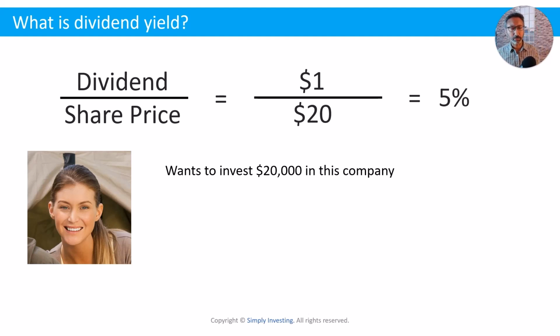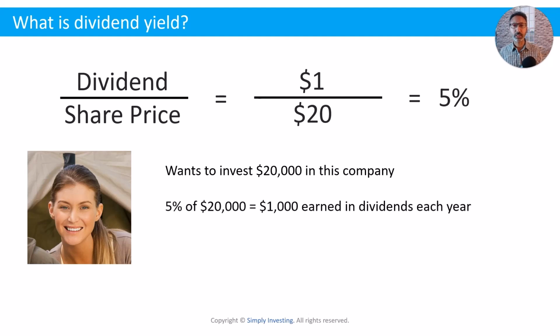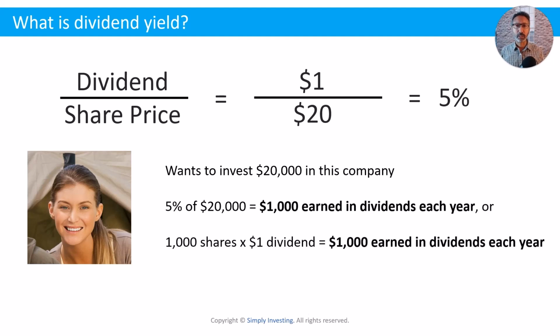Again, in this example, she's looking to invest $20,000 in this company. You can see that the dividend yield is 5%. So what's 5% of $20,000? That's $1,000. And so we end up with the same number at the end of the day. Like I said before, in this example, Jill will earn $1,000 every year in dividends as long as the company continues to pay the dividend and as long as she continues to own those shares.